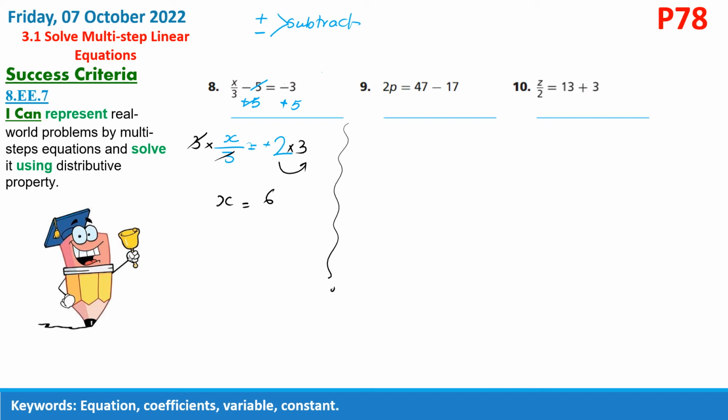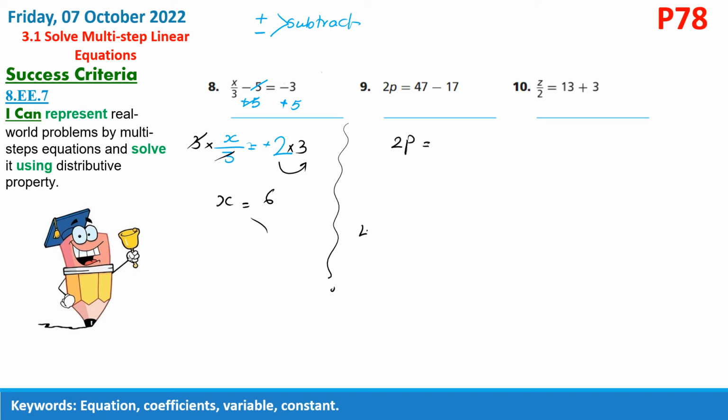2p equals 47 minus 17. Look here, it is so easy. It is so easy because here, not the two step, directly they are confusing you by writing 47 minus 17 on the same side. So what is 47 minus 17? It is 30, right? 2p equals 30.